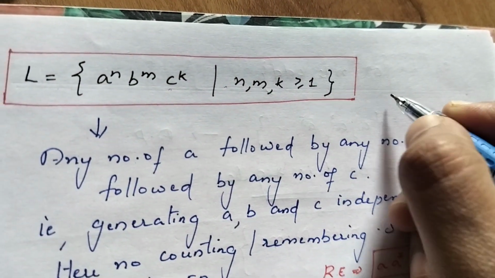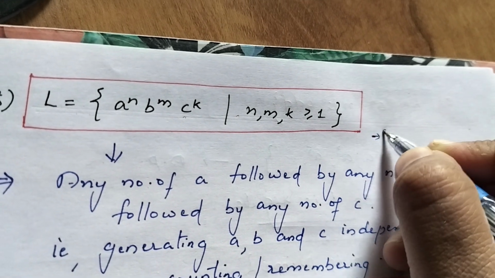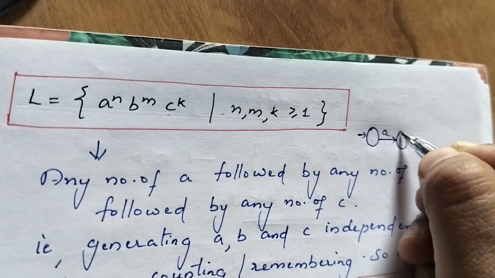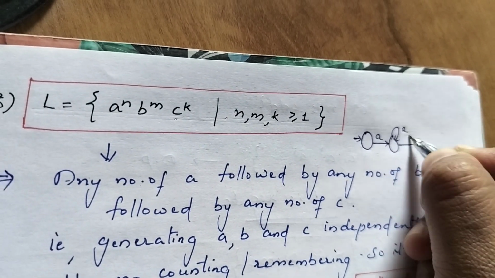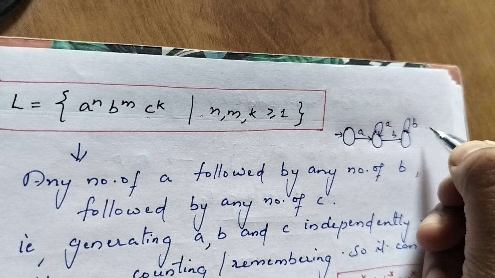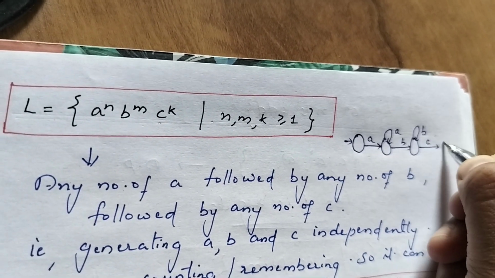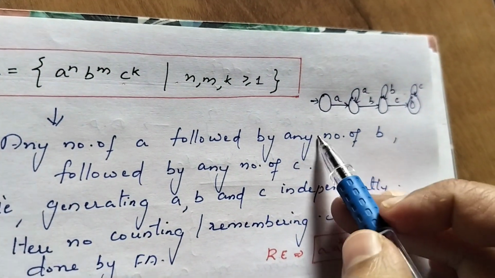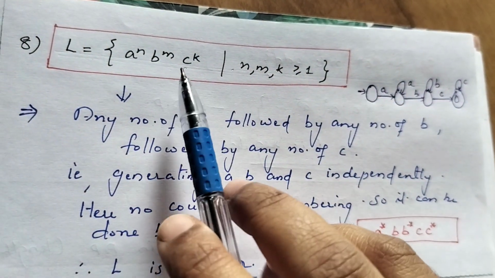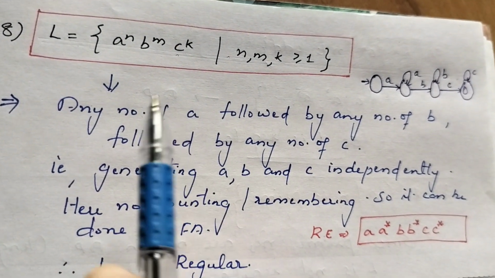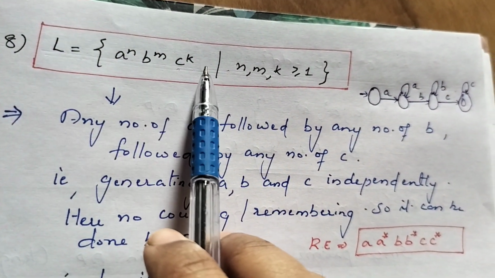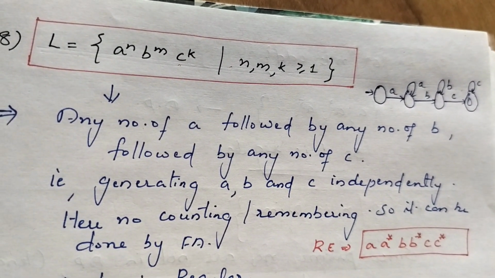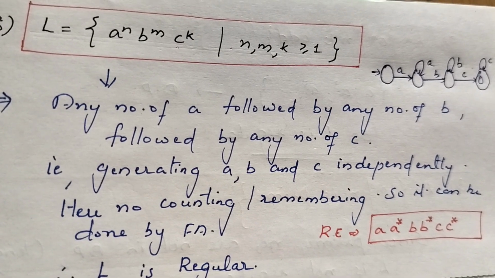So how to draw the finite automata? The minimum condition is 1. So n number of A's, then m number of B's, then k number of C's. We can draw a finite automata, so definitely this particular language is regular. If there are equal numbers of A's, B's and C's, then it is not regular, because storing, comparing and counting are not possible for finite automata, since finite automata has less memory.